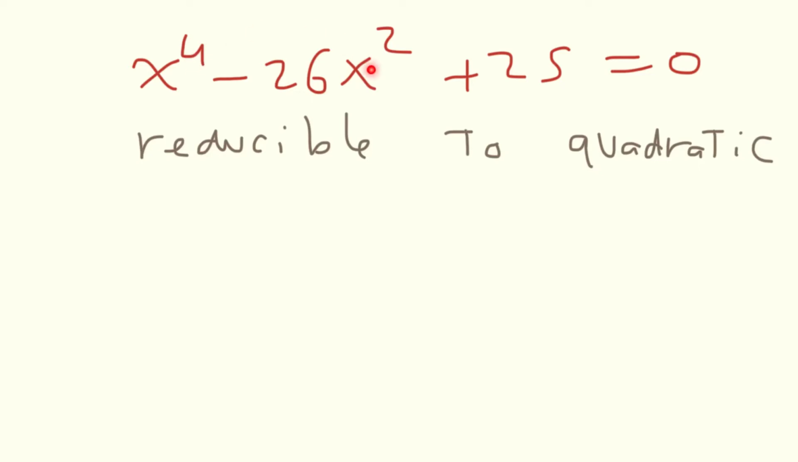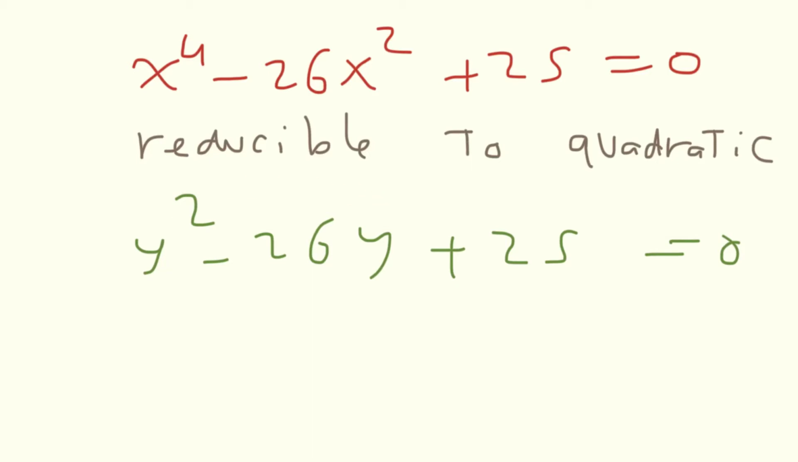This power is 4, this power is 2. 4 is double of 2, right? Yes. And if I have an equation like y squared minus 26y plus 25 equal to 0, this power also is double the power here, because the power here is 1, right? Yes. So this one is similar to this one, right? So we'll make this small assumption.